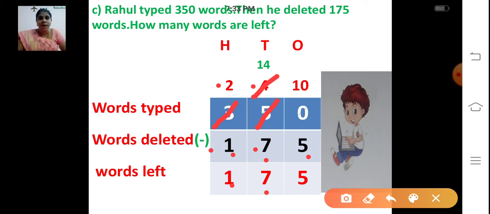How many words are left now? 175 words are left with Rahul now. I'll repeat it one more time. Rahul typed 350 words. Then he deleted 175 words. How many words are left? So you are going to subtract 350 minus 175. So 175 words are left.